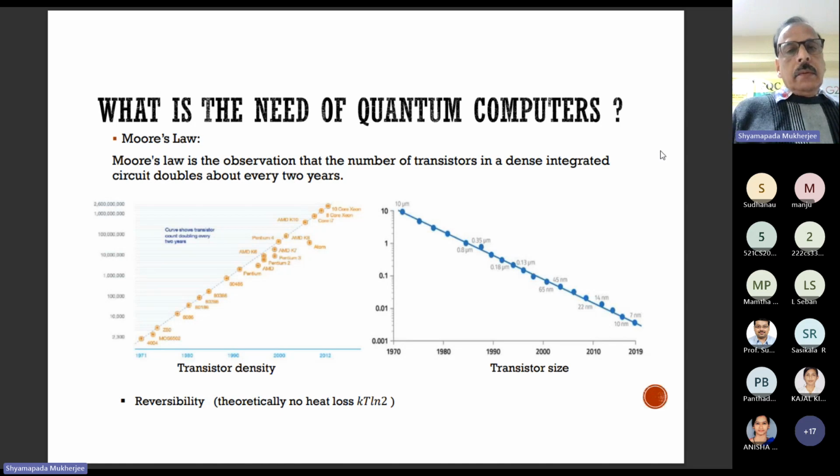So we need quantum computers for our purpose because we are working at the atomic scale, and another reason is the reversibility of quantum gates, because most of the gates in classical computers are irreversible. So there is heat loss.